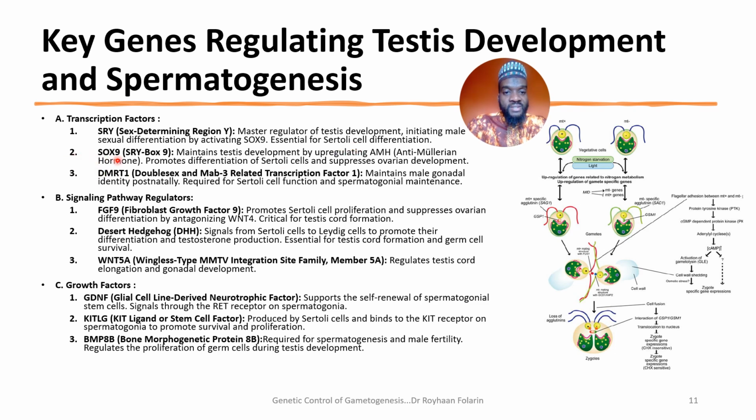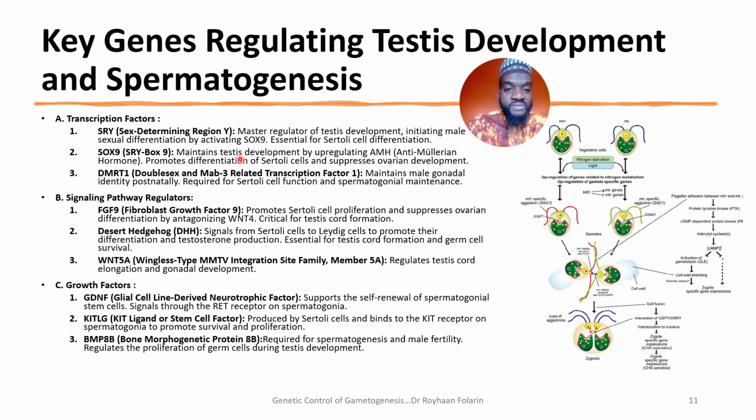And next, within this transcription factor group, another transcription factor is SOX9, which is the SRY box 9. This one helps to maintain the development of the testes by regulating the anti-Mullerian hormone. It also promotes the differentiation of the Sertoli cells and suppresses the development of the ovary.